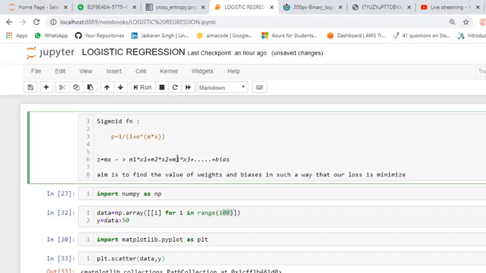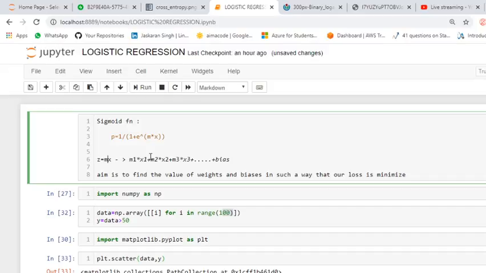So a quick recap, we are given x, which is a data point. It could have many features, x1, x2, x3, x4, so many things. We are multiplying it with some weights and adding some bias, and then we are passing it through a sigmoid function to get a prediction value which can range from 0 to 1, right?